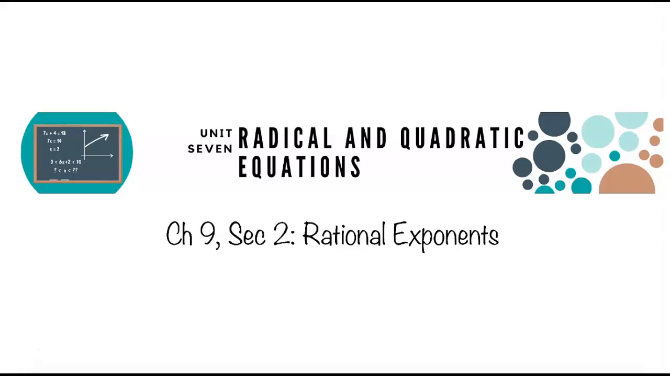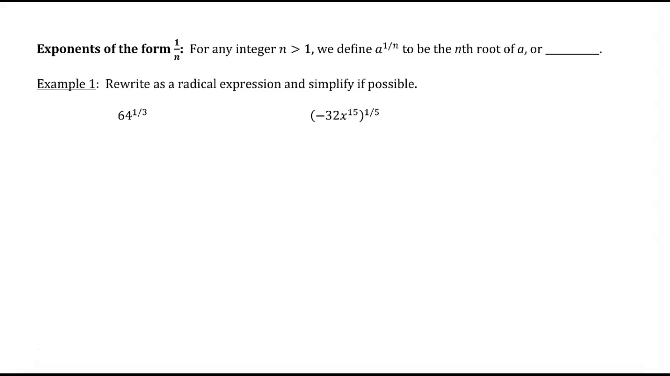This lecture video follows right along with your Chapter 9, Section 2 lecture notes. We are going to learn how to write radicals using rational exponents. For any integer n greater than 1, we define a raised to the exponent of 1 over n to be the nth root of a.